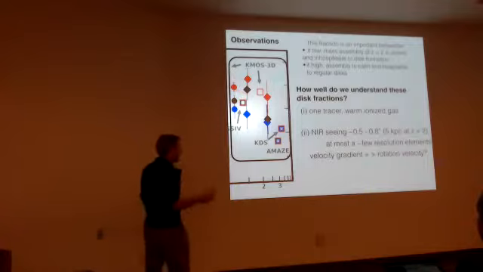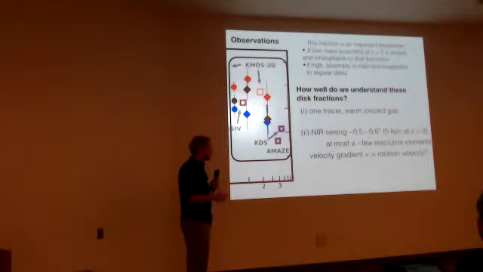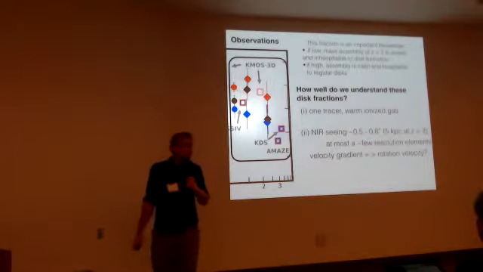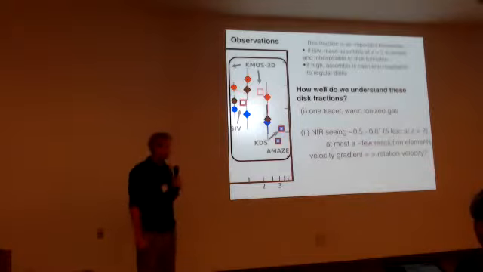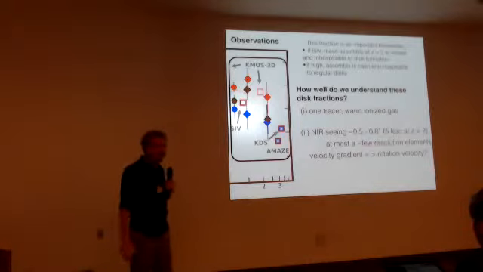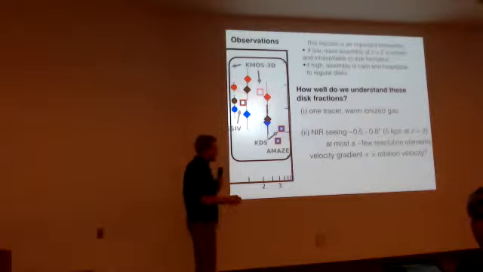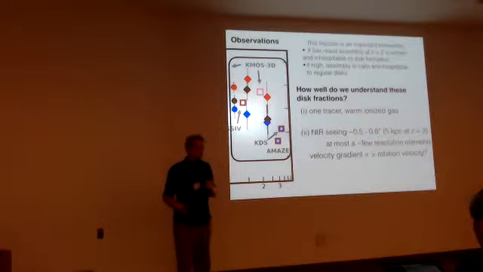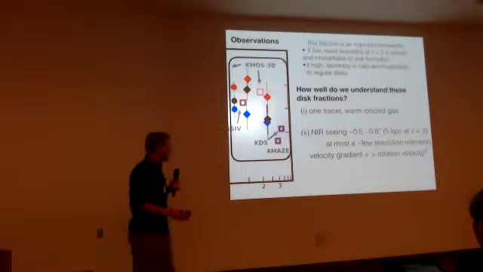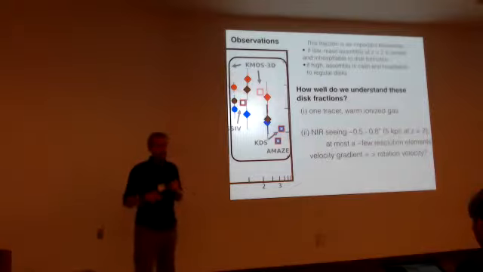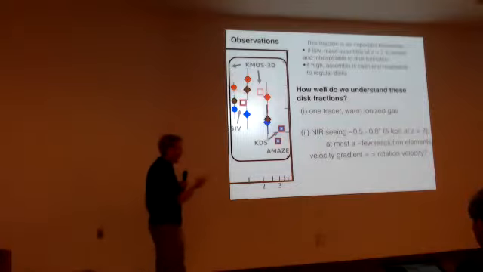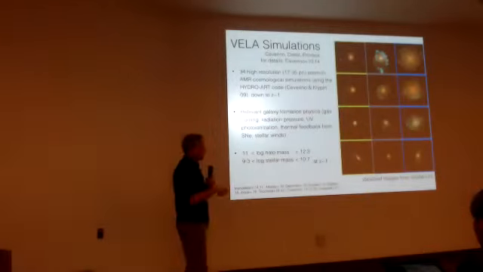The PSF, the resolution that you get from the ground, at best is 0.5 to 0.8 arc seconds, which is about 5 kiloparsecs at redshift 2. So at most, you get only a few resolution elements. So when you measure a velocity gradient in a galaxy at redshift 2, it's unclear if it's truly a rotation velocity. So I'm going to be using the Vela simulations.